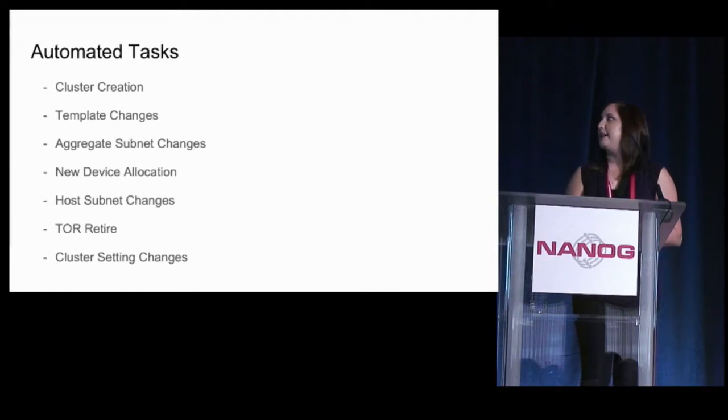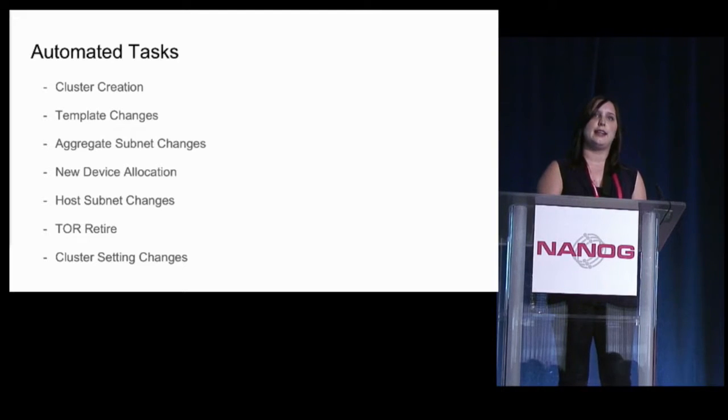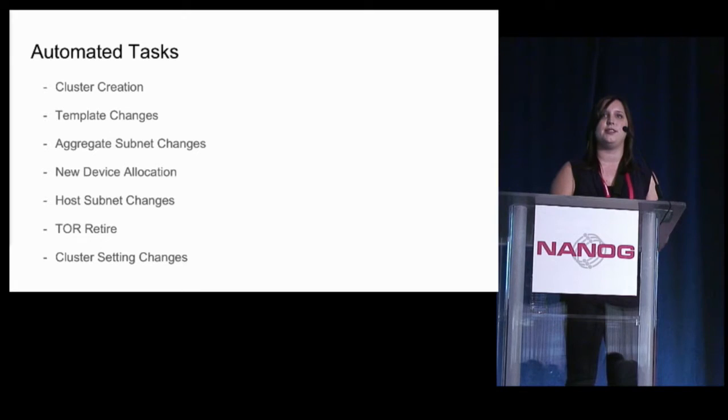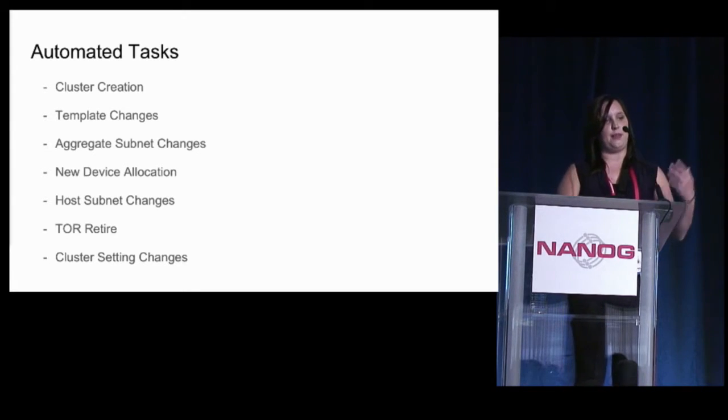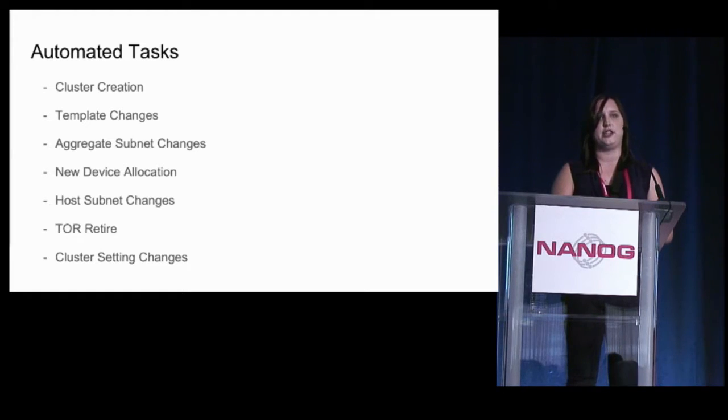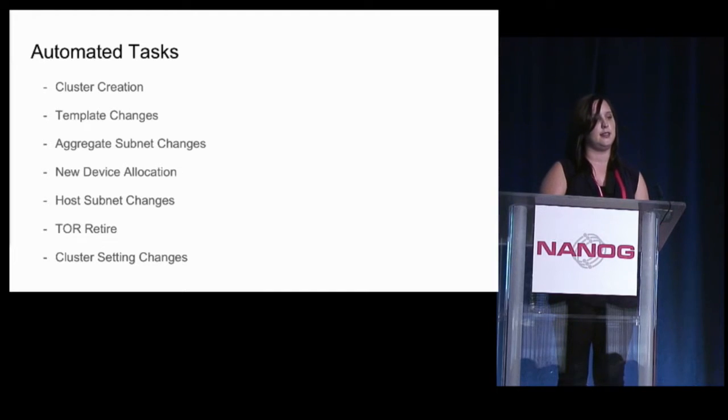All right, so here are some of the tasks that we've automated with this system. You'll notice that it closely aligns with those config triggers I mentioned, because any kind of network change will produce a trigger, and that's what causes these tasks to occur. So these are things like cluster creation, template changes, subnet changes, allocations, retires, and cluster settings.